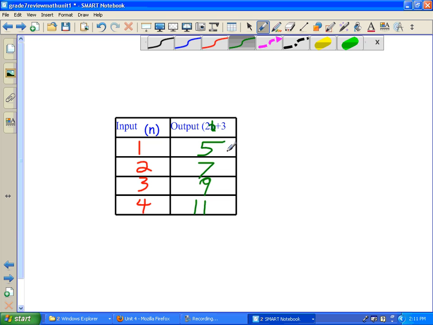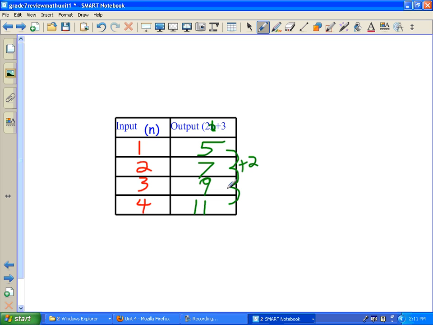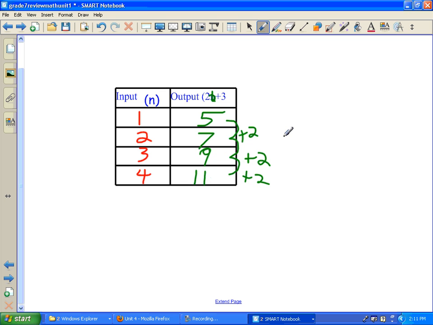And again, you could have seen the pattern from each one of these anyway. It's going 5, 7, 9, 11. That's up 2, and up 2 again, and up 2 again. So it's going up 2 every single time in your output. So basically all you do is take the number that you're putting in for n, in this case it's 1, and you plug it into this and work it out and see what you get in your output.